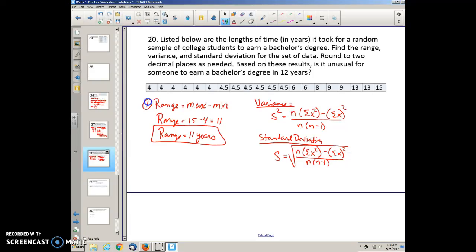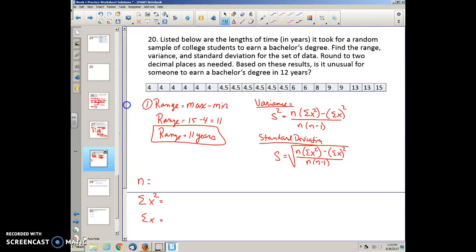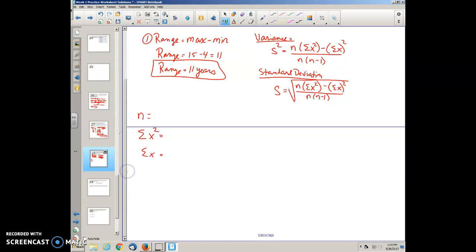So what we need are n, sum of x squared, and sum of x. So we need these values. We know what n is. N is the number of elements in our data set. There are 20 values in our data set.